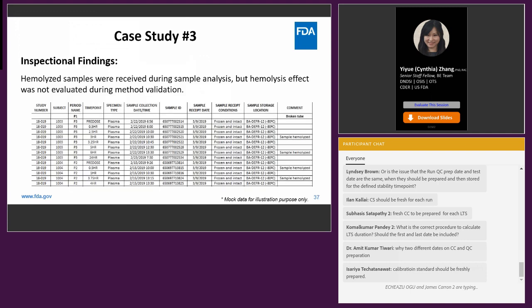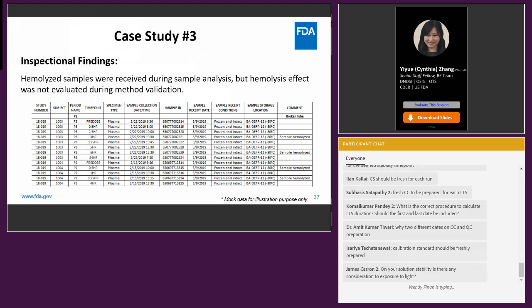During the inspection, it was observed that hemolyzed samples were received during sample analysis as shown in the table here. However, hemolysis effect was not evaluated during method validation. Again, please note that these are mock data intended for illustration purpose only.